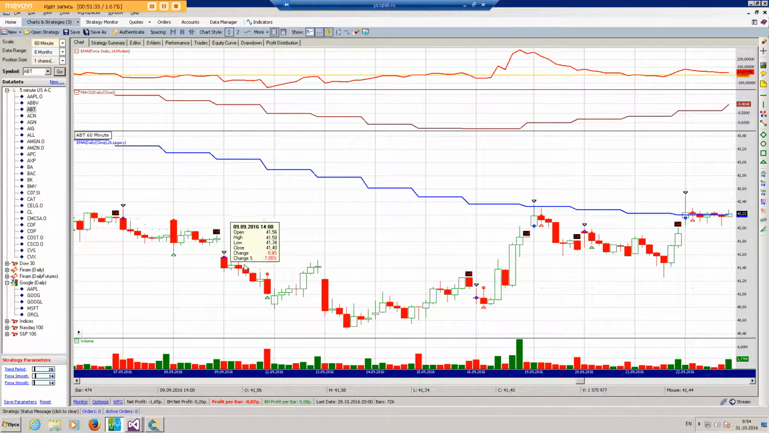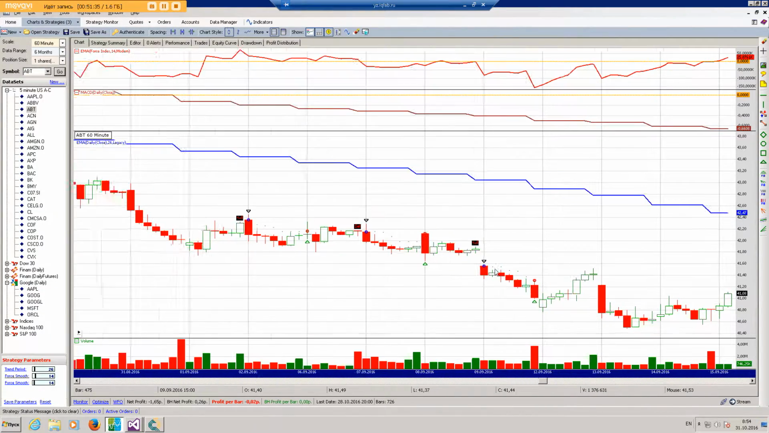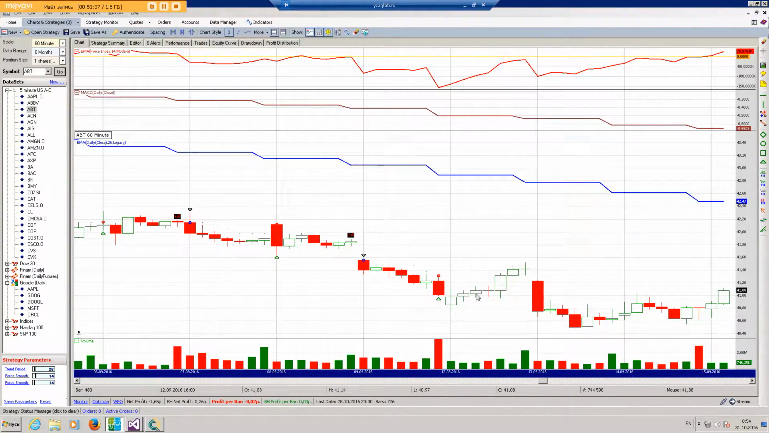Doesn't look like this is working correctly, but okay, here it is. See, it's trailing it, but it's too close. I mean, it's way too close. Yeah, this trail is just, wow. Yeah, see, this is the bar we got the signal on, and for some reason it's taking this high. Oh, is it taking the high?